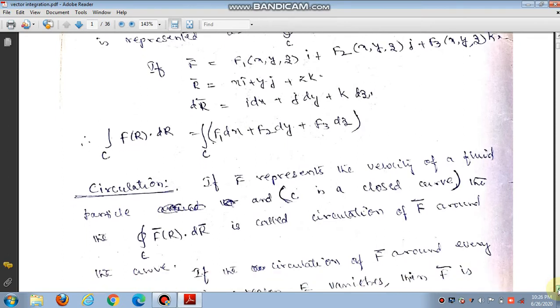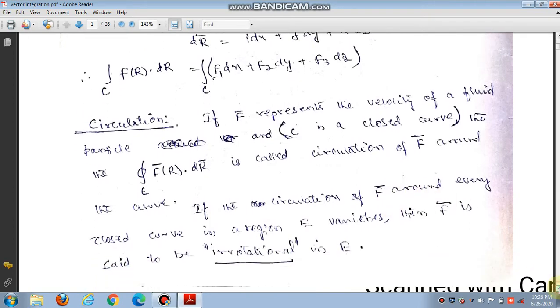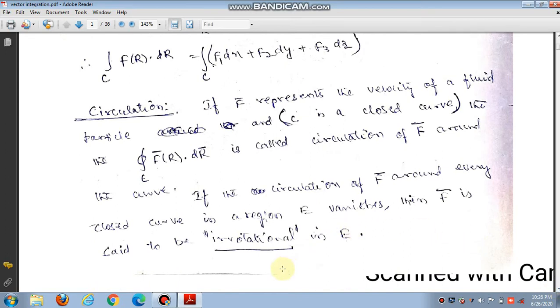Now we have the definition of circulation. If f bar represents the velocity of a fluid particle and C is a closed curve, then the line integral along the closed curve C of f of r dot dr bar is called the circulation of f bar around the curve C. If the circulation of f bar around every closed curve in a region vanishes, then we call that vector an irrotational vector in the region E.